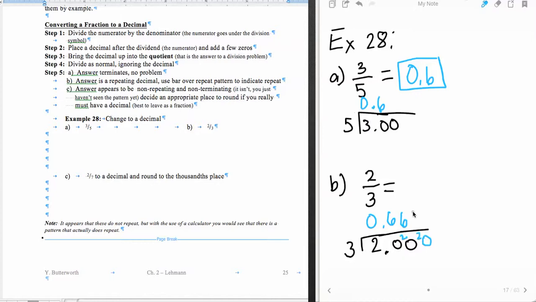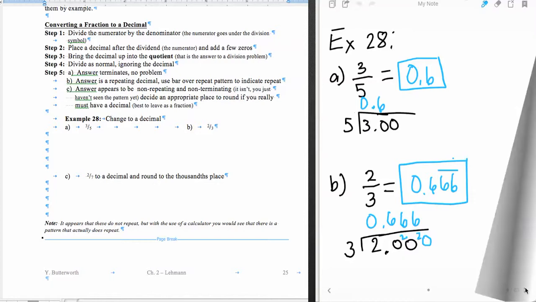3 will go into 26 times, and we begin to feel like a broken record, so we know this is a repeating, non-terminating decimal, and so we'll write this as 0.666, and I will put a bar over at least one of the 6's to show that pattern of repeat. I usually put it over a couple just to be a little anal retentive there.